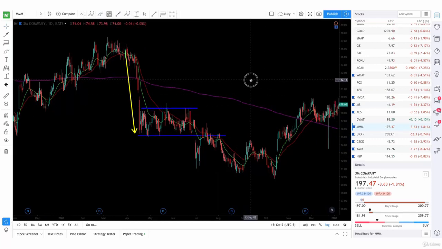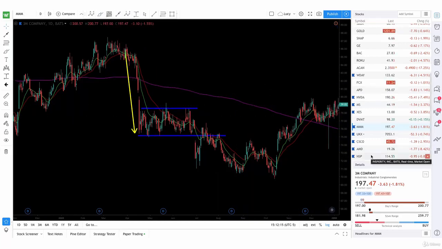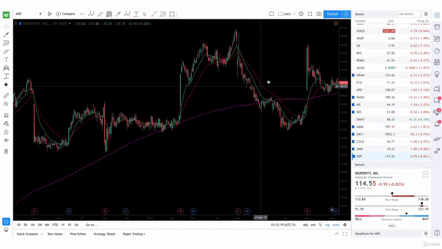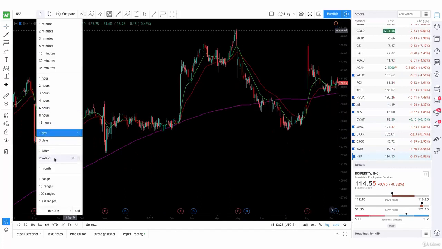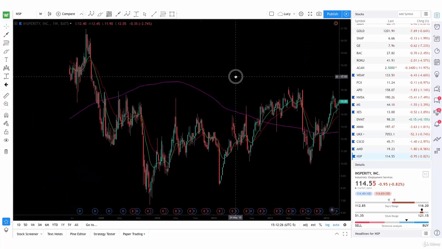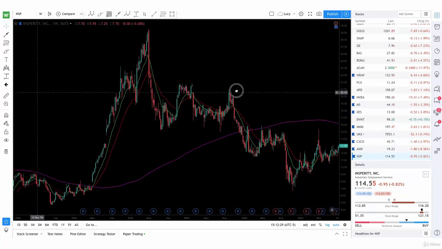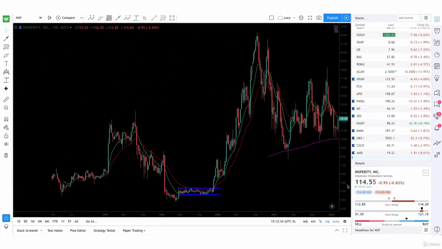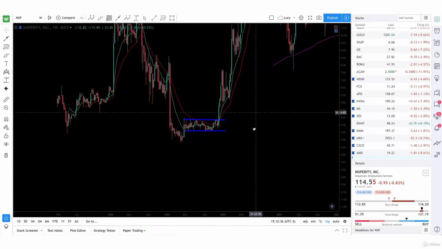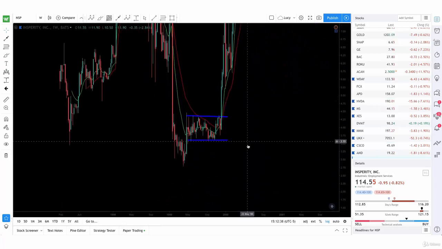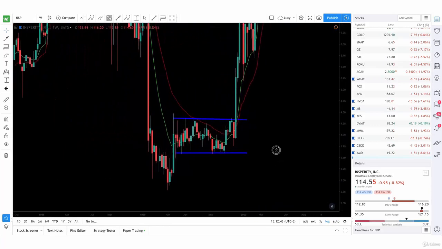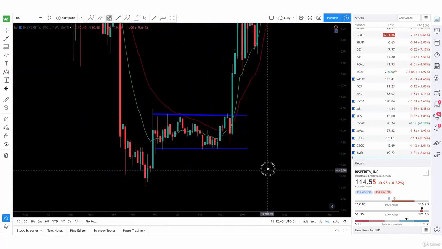Now, let's look at it the other way. Let's look at the bullish side. So we go to the S&P. We're going to go on a weekly chart right here. Got it down for you. There you go. Okay. So right here is the same way.